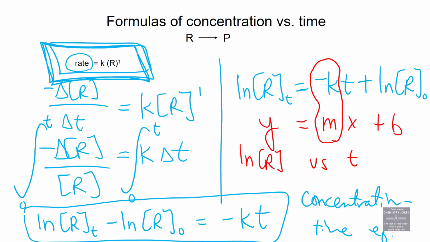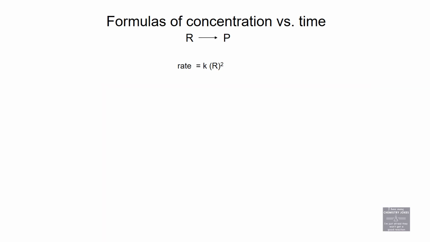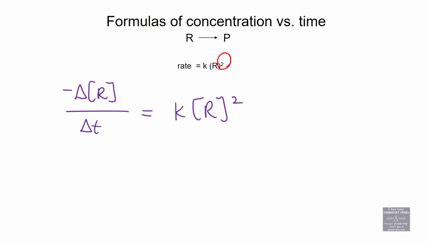Bear with me. We're going to keep on moving to second order reactions and lather, rinse, and repeat what we just did for a second order reaction. I know it's second order, so I'm going to take advantage of, again, delta R over delta T is the rate of the reaction, k R squared. I'm going to rearrange to gather my R terms on the left. That's delta R over R squared equals negative k delta T.